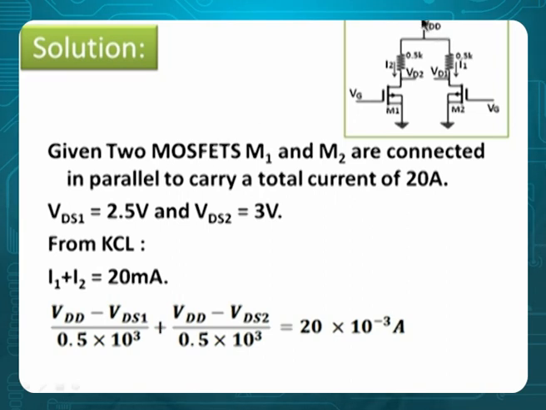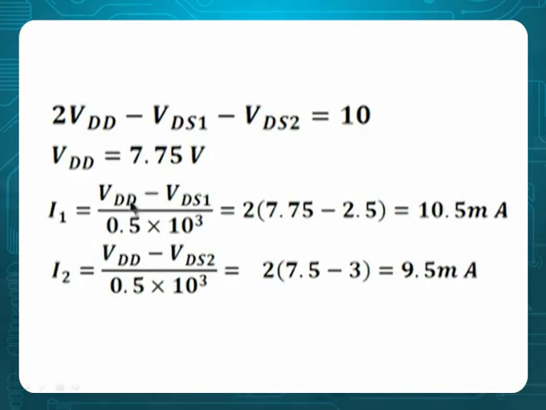Okay. Now how to answer this? The approach is very simple. Now look here. (VDD minus VDS1) by 0.5 kilo plus (VDD minus VDS2) by 0.5 kilo should give us 20 milliamperes. When you say 20 milliamperes here, we substitute the total value, and you can solve for VDD as 7.75.